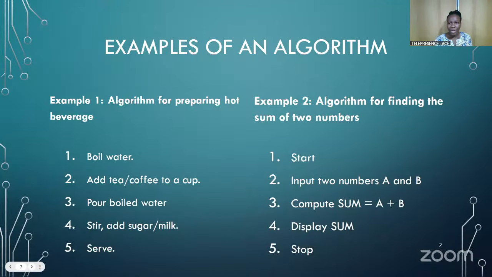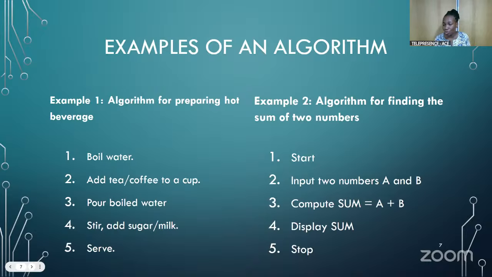All right. Now we have a typical example of an algorithm. So now, the first example is an algorithm for preparing a hot beverage. Now, step one, boil water. You know, when you want to prepare a hot beverage, you need hot water. So you boil water. Then step two, you add tea or coffee to a cup. It depends on the beverage you want to prepare. Then number three is you pour boiled water. You pour it on it.